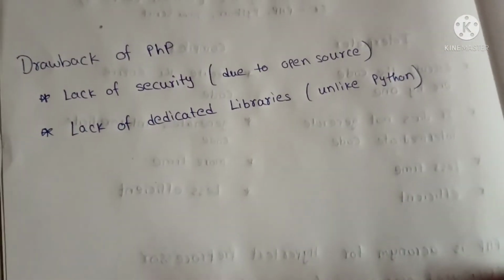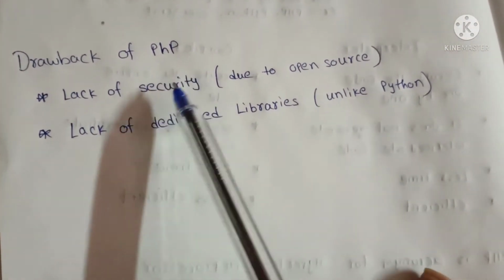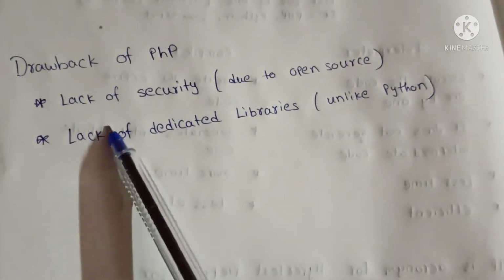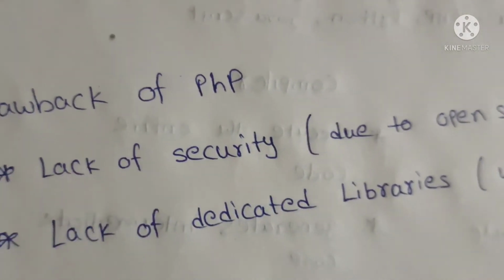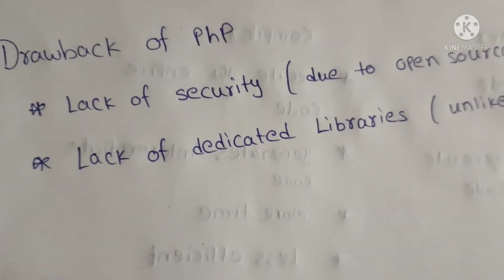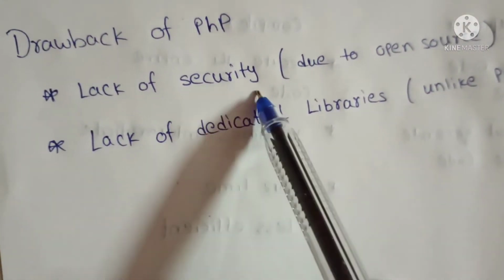And every coin has two sides, right? So there are some drawbacks for PHP also. The first drawback is lack of security. Because PHP is open source, it is widely available online. We can easily download it and use it, so it lacks security.